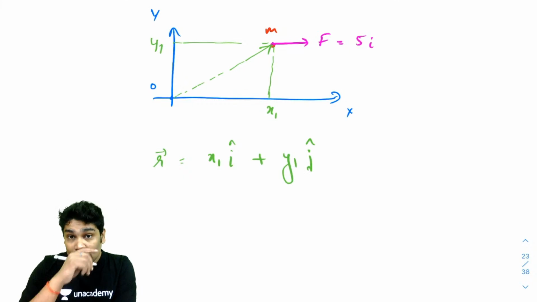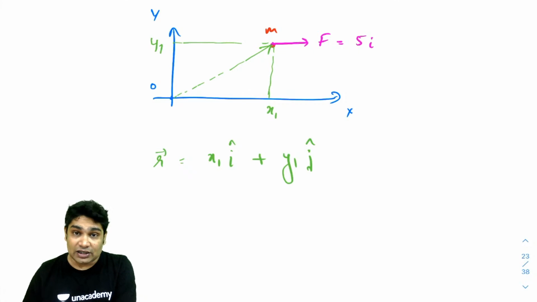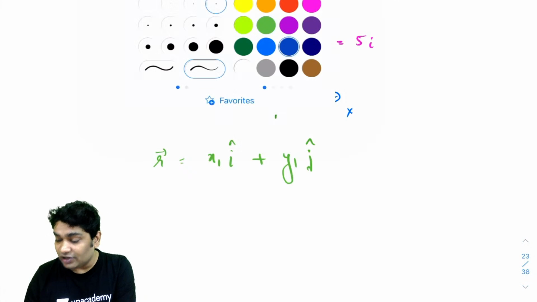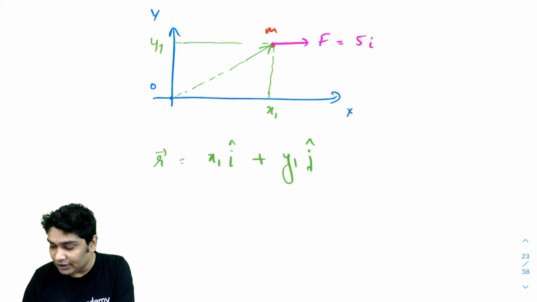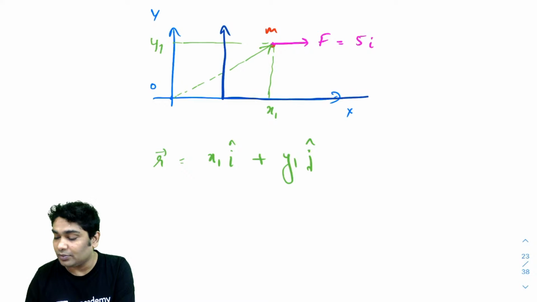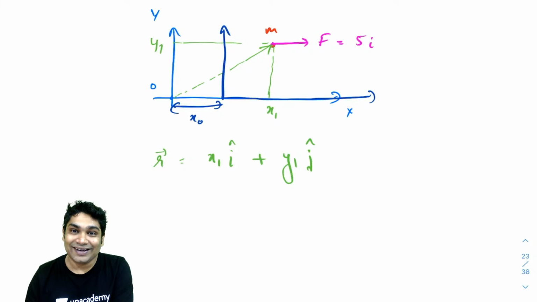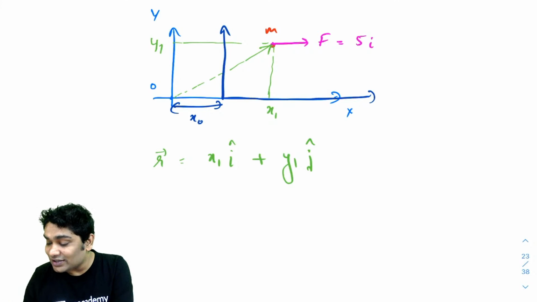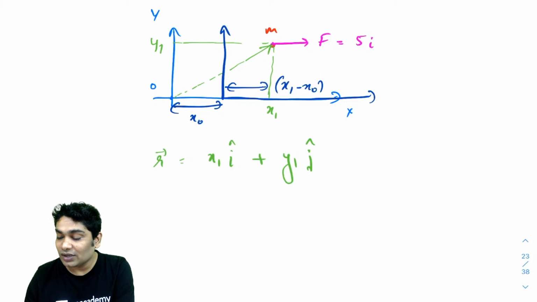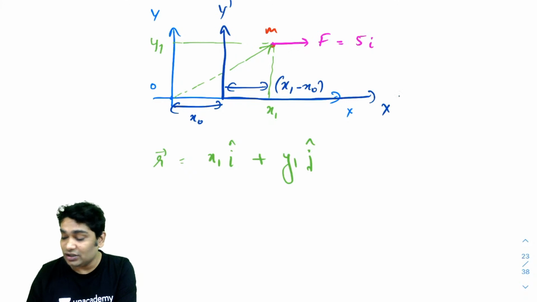Now imagine if your reference frame translated. Okay, your reference frame shifted. Let's say it shifted here. The origin shifted here. This is you translating the reference frame. And it shifts by some x0. Right. So now you realize what is this? The x coordinate becomes x1 minus x0. Right. The y coordinate still remains the same. So in the new reference frame, let's call this y dash x dash. In the new reference frame, what is my position vector?